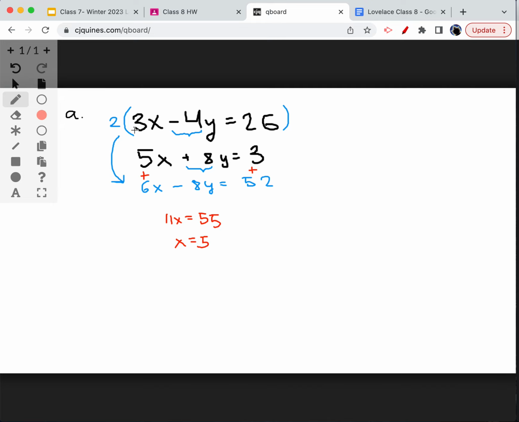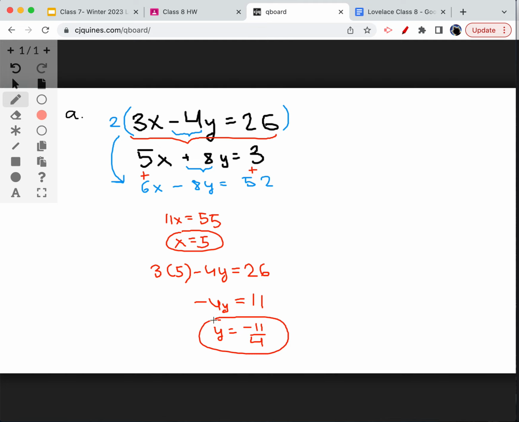And then if you substitute x equals to 5 back into either of these equations, you'll get that 3 times 5 minus 4y is equal to 26. So 11 is equal to minus 4y. Y is equal to minus 11 over 4. So that would be the solution to this system. So does anyone have any questions on this problem?